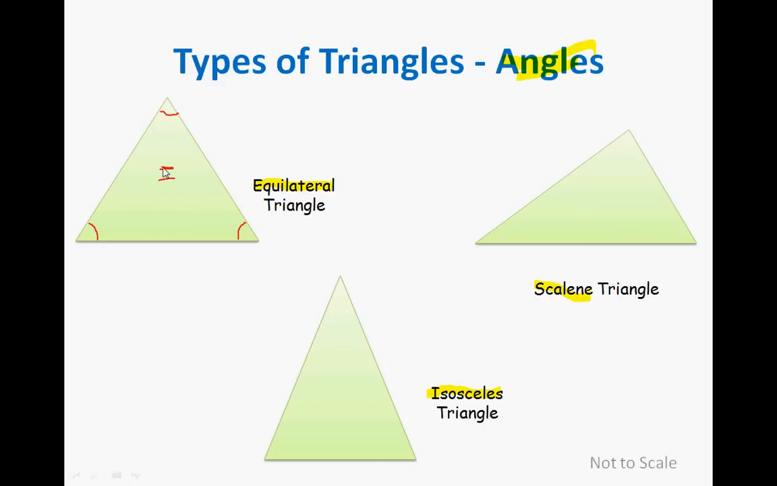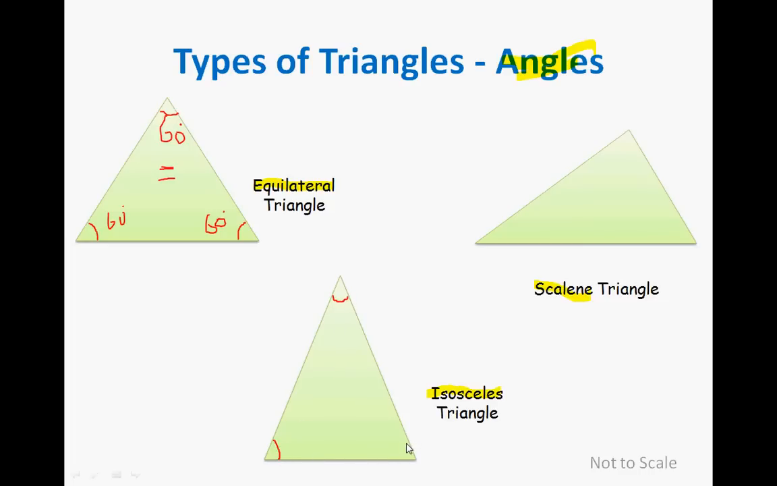Yes, they're all equal, but they are always 60 degrees. No matter what, they're always 60 degrees. So this is 60 degrees, this is 60 degrees, and this is 60 degrees. That's the equilateral triangle.